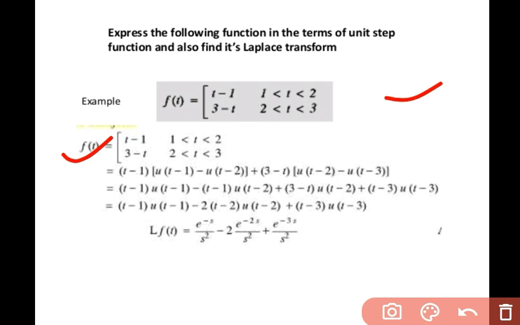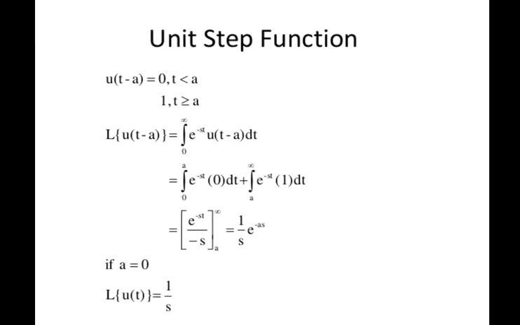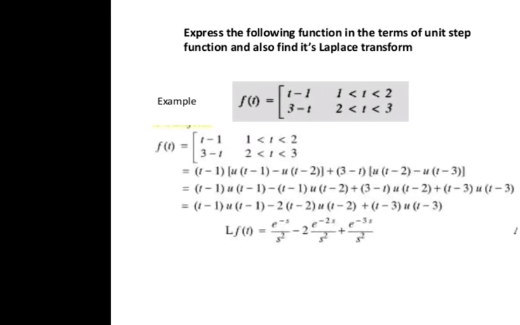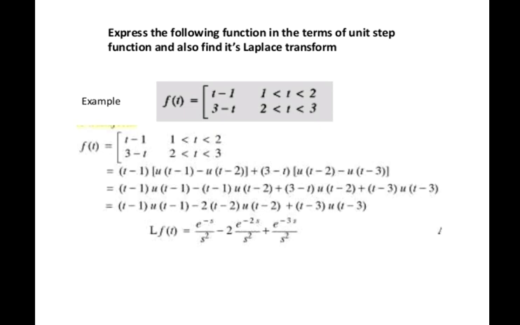So in terms of unit step function we can expand it as this, and after multiplying we get this, and then by using this formula we get the final result: L of f of t equals e to the power minus s upon s square minus 2 e to the power minus 2s upon s square plus e to the power minus 3s upon s square.